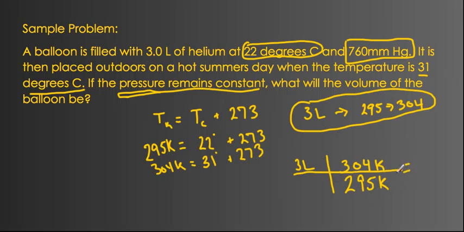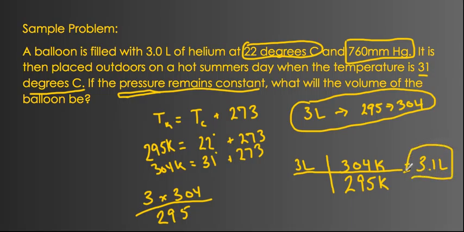So, on your calculator, you're going to do 3 times 304. You're going to divide that whole thing by 295. Okay, and if you do that right, you should get 3.1 liters, and that makes sense. Okay, if I have this balloon, I raise the temperature a little bit, the volume should go up a little bit. Okay, so that's your final answer. Again, there's some practice problems in the book, 12 to 16 on page 393. I think that's your next, or one of your next tasks.